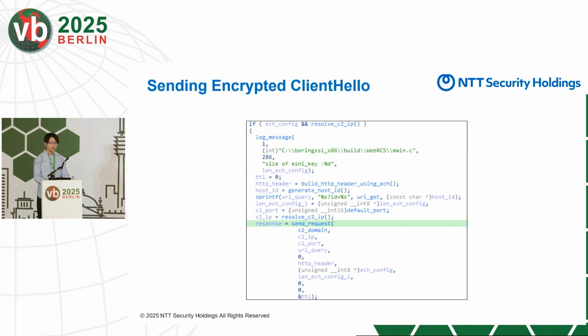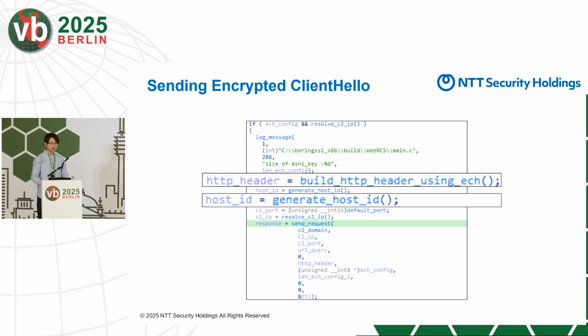This is the point in the code where ECHidna builds and sends its encrypted client Hello. First, the routine runs 2 short checks. Is an ECH config already in memory? And does the SIDS domain still resolve? If either check fails, the handshake is skipped.